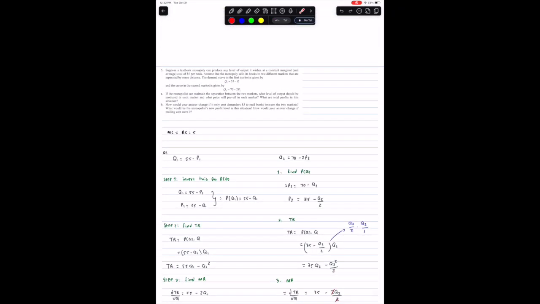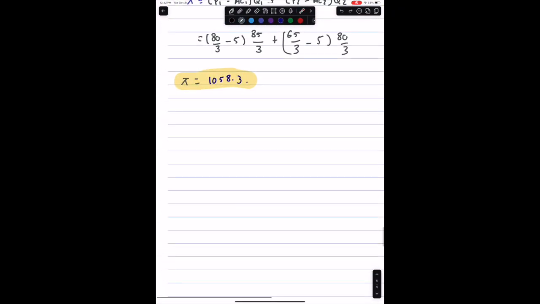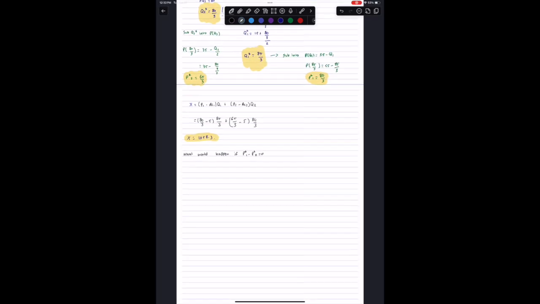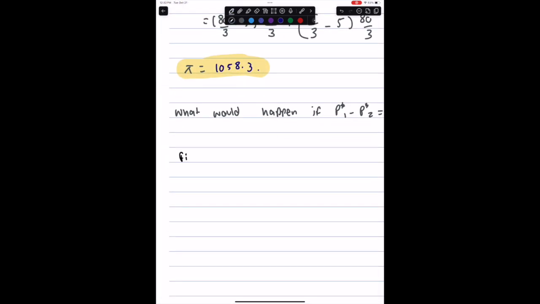Now, the second part of part B, we're not finished, is how would your answer change if mailing costs were 0? What does that mean? That's basically asking what would happen if P star 1 minus P star 2 was now equal to 0. How would we do that? We'd have to find first, let me actually write down the steps.